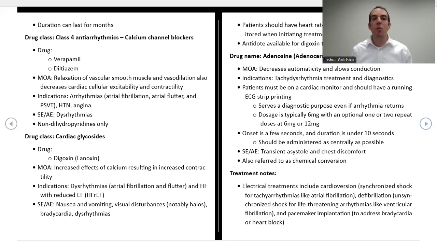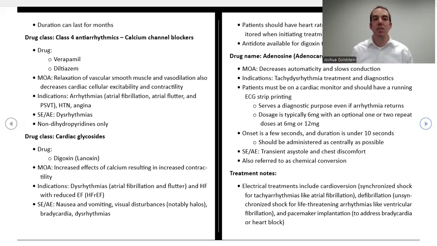Next, we have our class 4 antiarrhythmics. These are our calcium channel blockers. We've seen these in the past. If you've seen in migraine prevention, this was mentioned in angina prevention. This was mentioned in hypertension. When we're talking about the class 4 antiarrhythmics, calcium channel blockers, we're talking specifically the non-dihydropyridine. If you watched previous lectures, such as hypertension, you noted that we do have dihydropyridine and non-dihydropyridine, two subclasses of calcium channel blockers. For dysrhythmias, we're specifically talking the non-dihydropyridine.